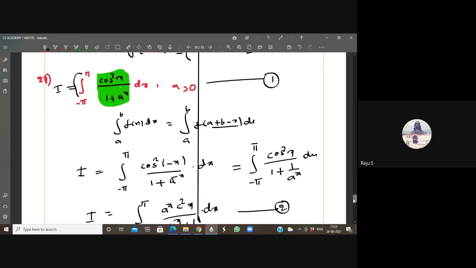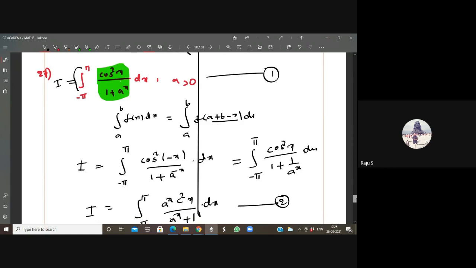Integration in calculus, integration is one of the fantastic concepts. If you practice more problems, you'll get a lot of interest, and for all the questions you will get the solution.